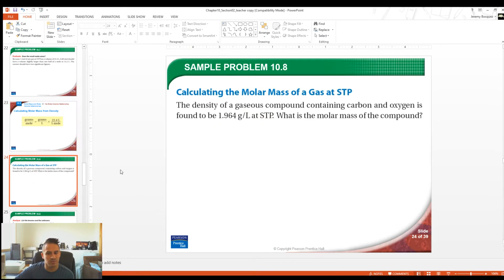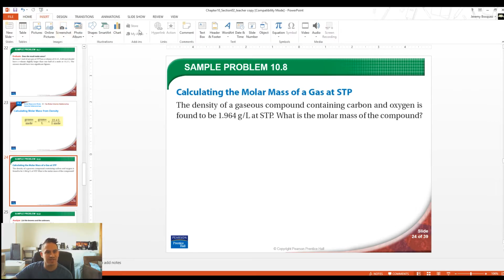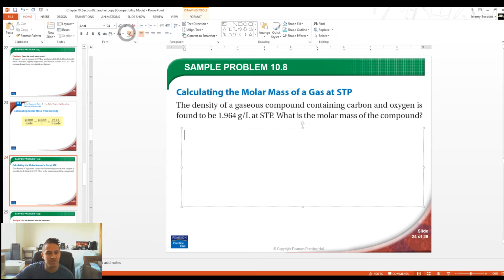Okay. So here's an example of what we're talking about. It says here, the density of a gaseous compound containing carbon and oxygen is found to be 1.964 grams per liter at STP. What is the molar mass of the compound? This problem might seem difficult because they're not giving us a whole lot of information. All they're giving us is some mystery gas made out of carbon and oxygen, and it has a density of 1.964 grams per liter.